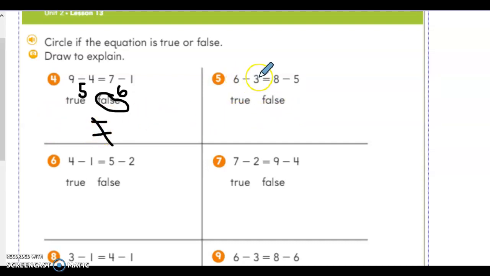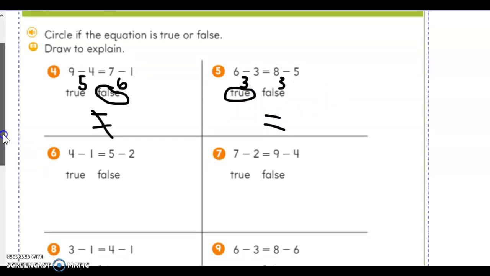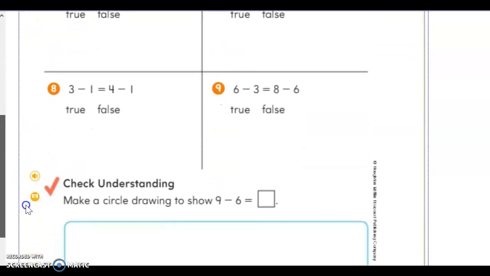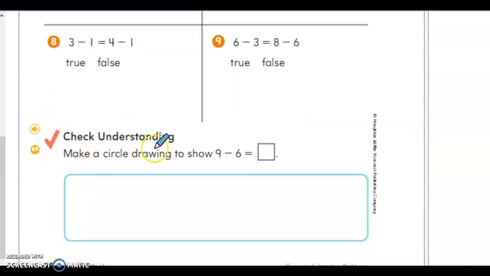Let's do another one. 6 minus 3 equals 8 minus 5. Let's find out if that's true. So 6 take away 3 is 3, and 8 take away 5 is also 3. So is 3 equal to 3? Yes, it is. That's true. So here you would draw 3 circles are equal to 3 circles. All right, you can do 6, 7, 8, 9 by yourself. And then check for understanding, make a circle drawing to show 9 minus 6 equals an unknown. Okay, so you start off with 9, count 6 of them, draw the break apart, cross it off, and count what's left over.